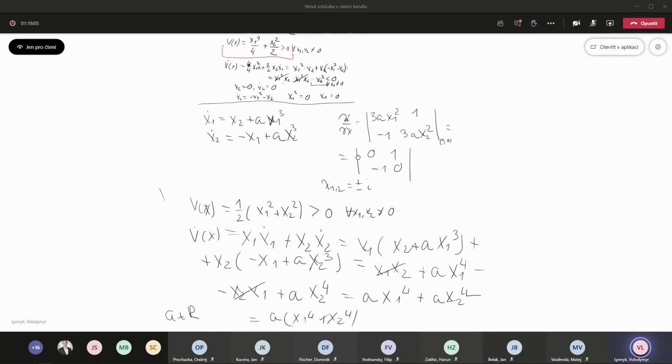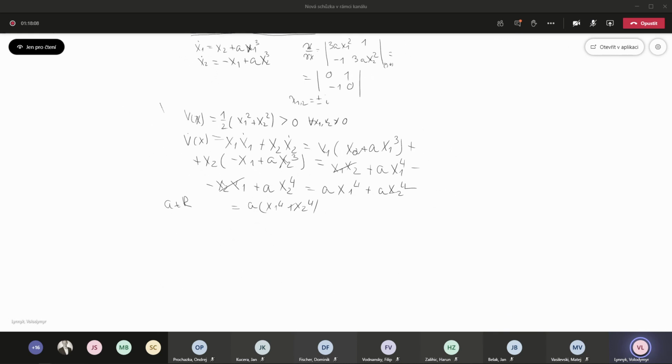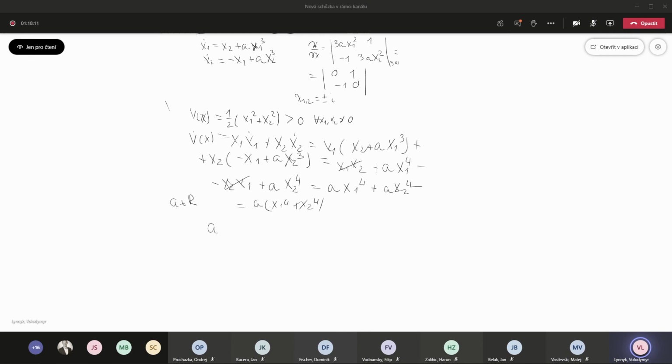Now we can say that for a greater than 0, the system is unstable. For a less than 0, the system is globally asymptotically stable. And for a equal to 0, does someone know?